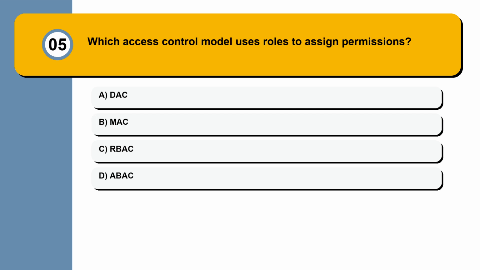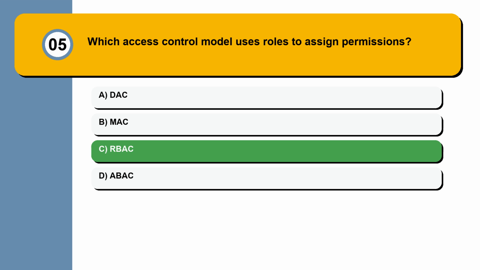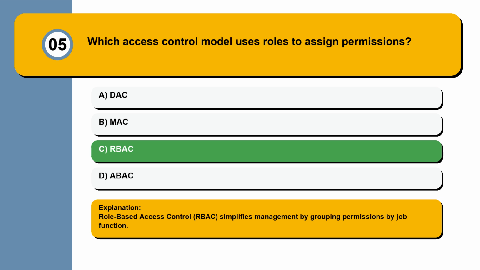Question 5. Which access control model uses roles to assign permissions? DAC, MAC, RBAC, ABAC. Role-based access control, RBAC, simplifies management by grouping permissions by job function.